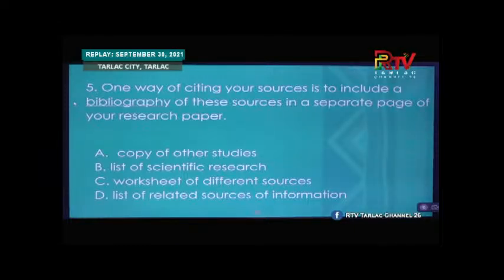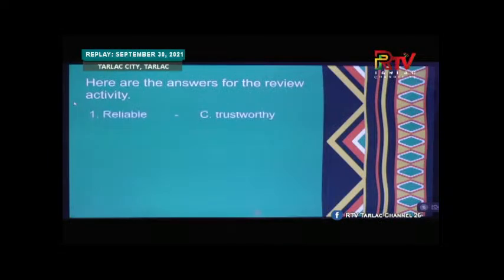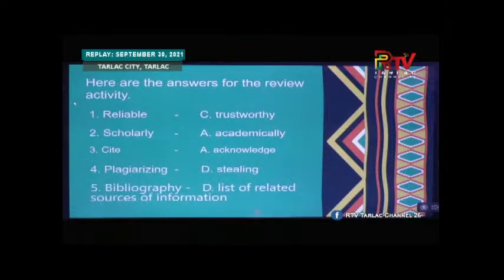Okay, I'm sure you are done, so let us answer the review activity. For number 1, the underlined word is reliable. It's letter C, trustworthy. For number 2, scholarly, it's academically. That's letter A. For number 3, cite, the answer is letter A, acknowledge. For number 4, plagiarizing, the correct answer is letter D, stealing. And the last one, bibliography, it's letter D, list of related sources of information.